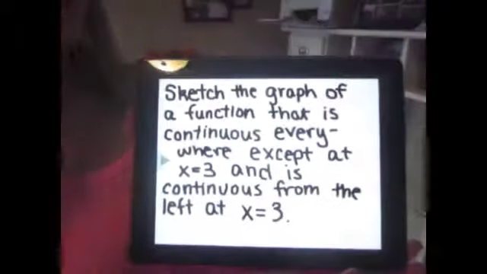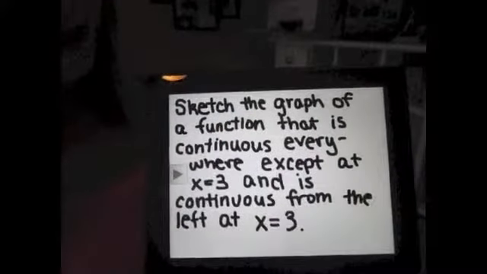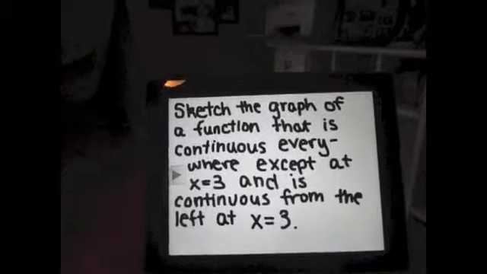It says, sketch the graph of a function that is continuous everywhere except at x equals 3, and is continuous from the left at x equals 3. For this example, we are going to sketch the graph following the guidelines. Because the function is continuous everywhere except at x equals 3, we know that there is something happening at this x value that makes the function discontinuous. As we read further, we realize that it is continuous from the left but not from the right, meaning that there is a jump in the graph.